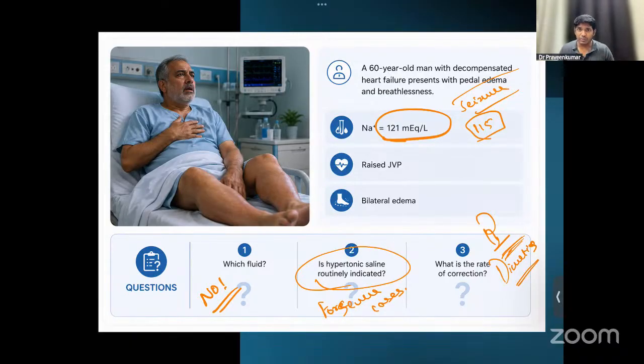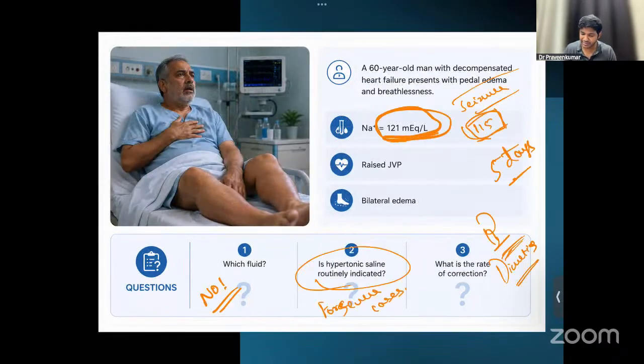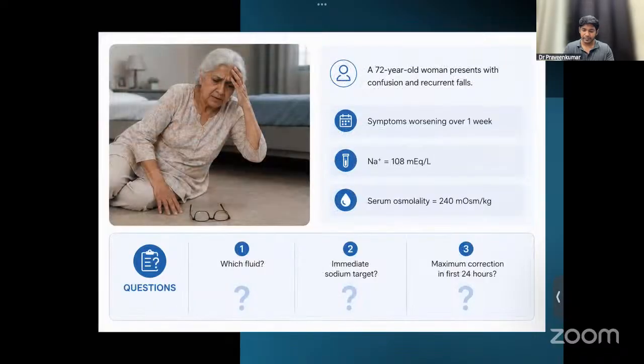Sodium 115 now, and it is there for 5 days. Sodium is 121. For 5 days, what is the correction rate? It is again 4 to 6. That's all. 4 to 6, 4 to 6. For chronic hyponatremia, it is 4 to 6. You will always be safe if it is 4 to 6. You have to be very careful about answering 10, because 10 is only for acute hyponatremia.